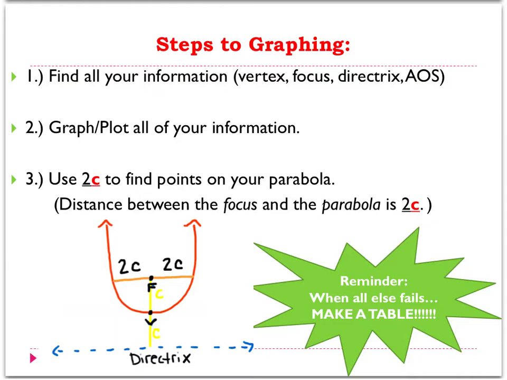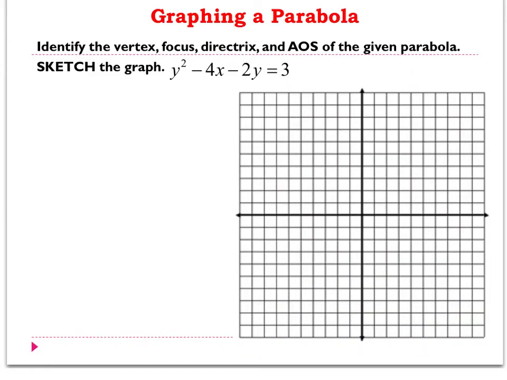Then we're going to use 2c to find points on our parabola. The distance between the focus and the parabola is 2 times c. So from the vertex to the focus is c, but from the focus to the actual parabola is 2c. Now you don't have to do this. If you want to just make a table, you can, but this is a shortcut way so you don't have to make a table. So we need to find the vertex, the focus, and the directrix as well as the AOS in order to graph this parabola.